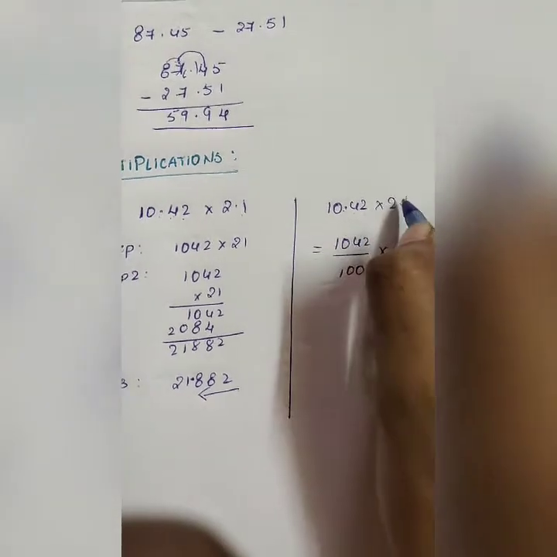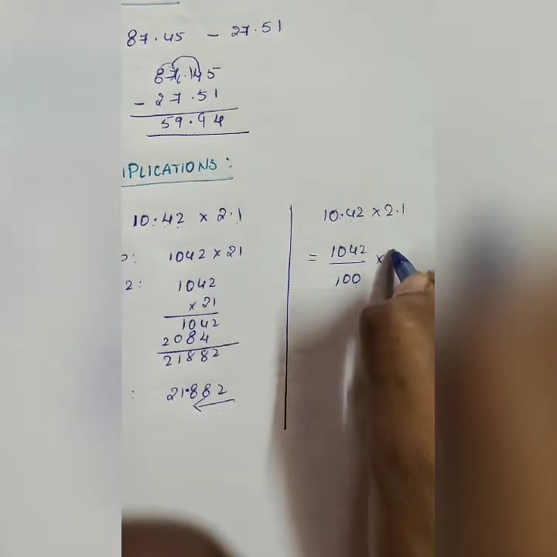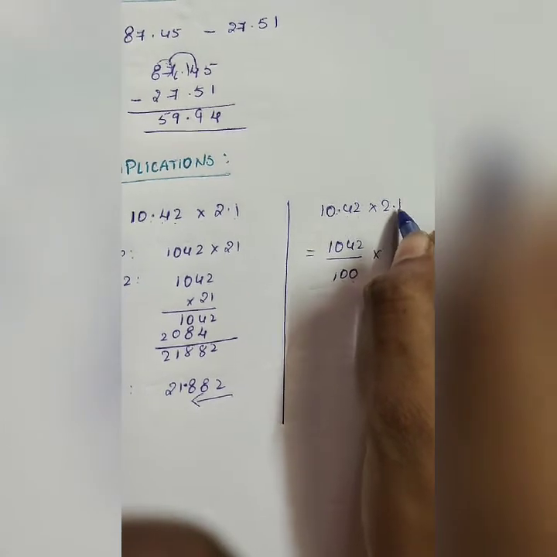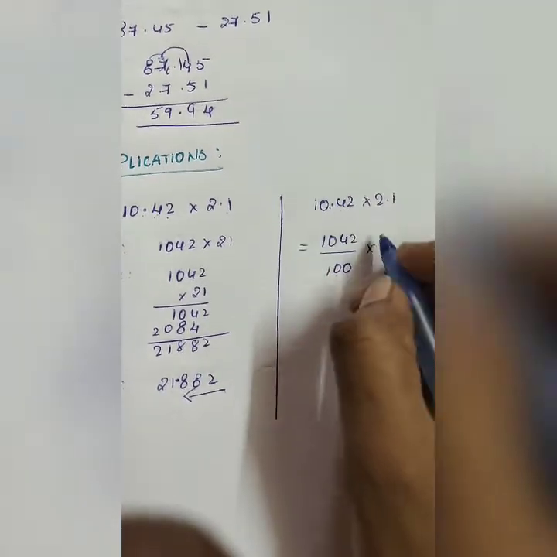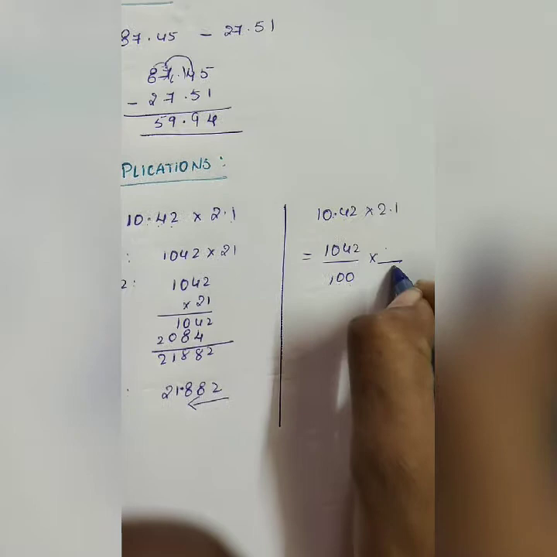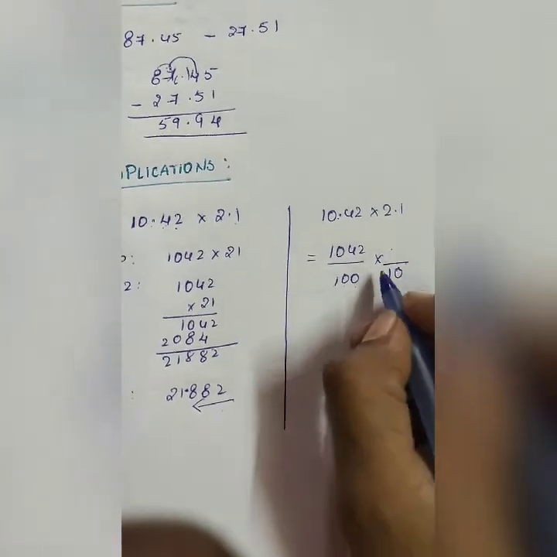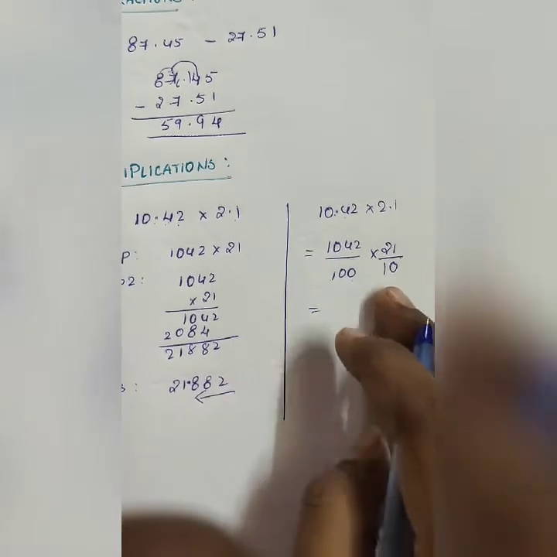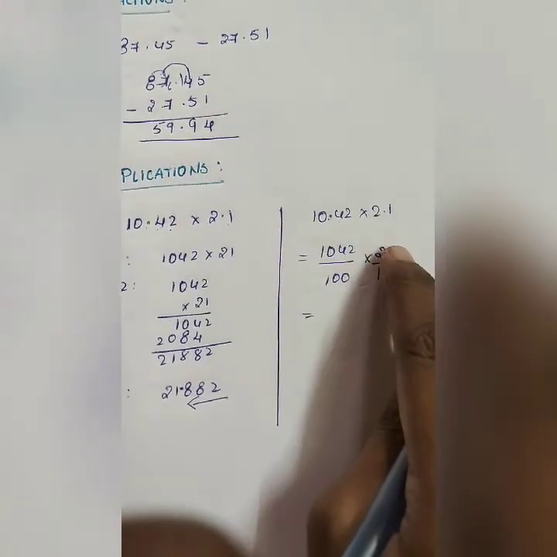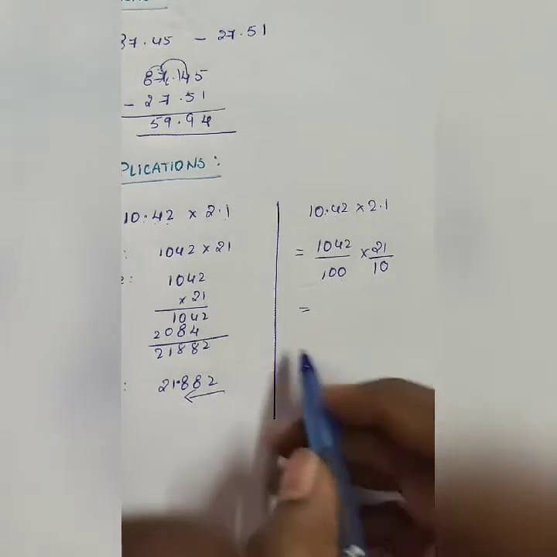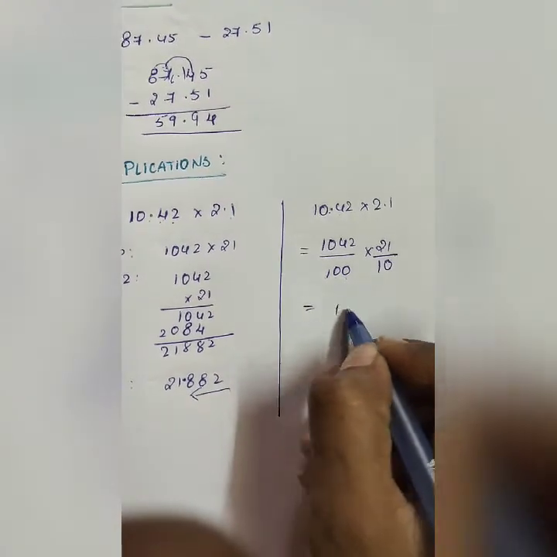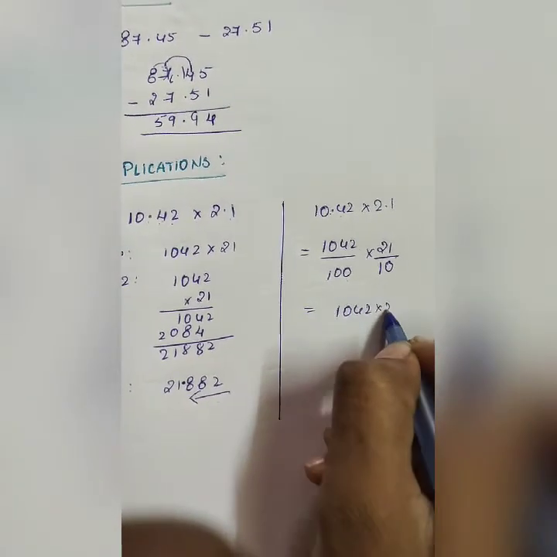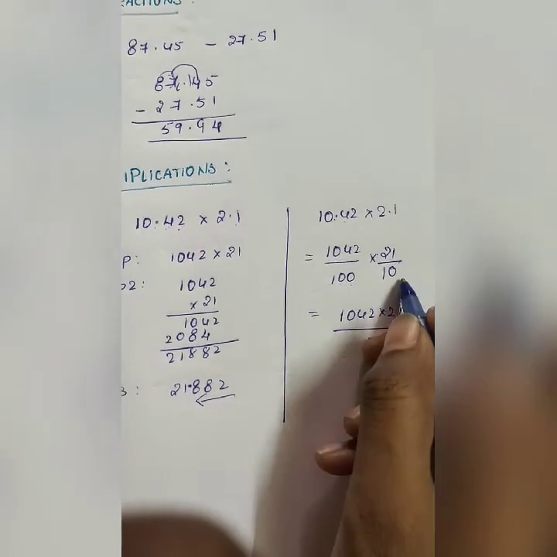into 2.1. How many digits after the decimal point? 1 digit. So how many zeros in the denominator? 1 zero, that is 10. So 21 by 10. Now you can see this is a fraction multiplication. Numerator into numerator, denominator into denominator. So if you multiply the numerator into numerator, 42 into 21 by 100 into 10.